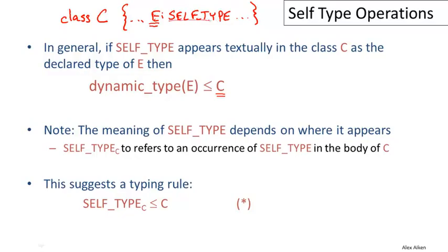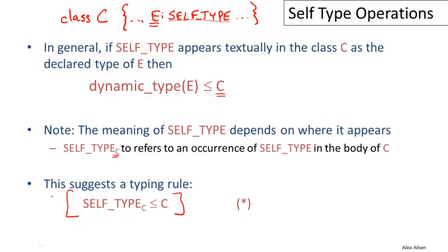So here, self-type means a subtype of the class C. If I had written self-type somewhere in the definition of a class D, it would mean a subtype of the class D. To remind ourselves what enclosing class we're talking about, we're going to subscript occurrences of self-type with a class name. So SELF_TYPE sub C is going to refer to a syntactic occurrence of the keyword self-type in the body of the class C. This also suggests a very simple typing rule, and really the first useful fact about self-type, which is that SELF_TYPE sub C is a subtype of C.